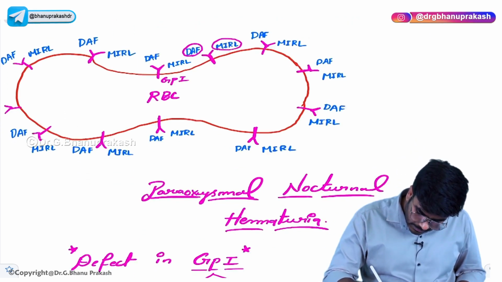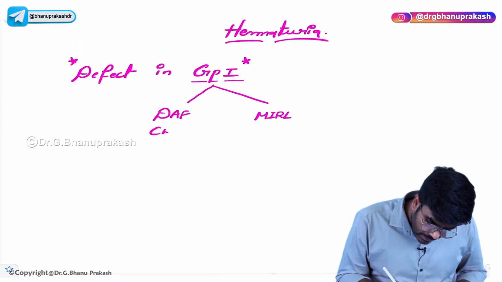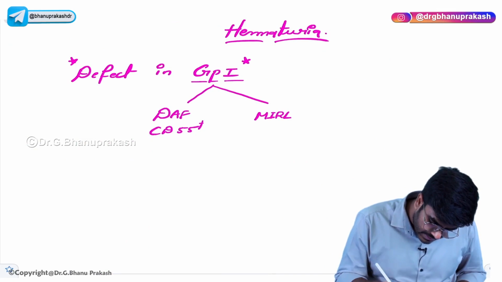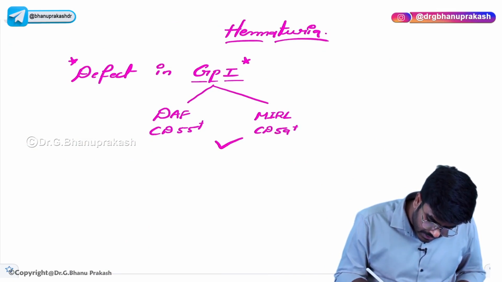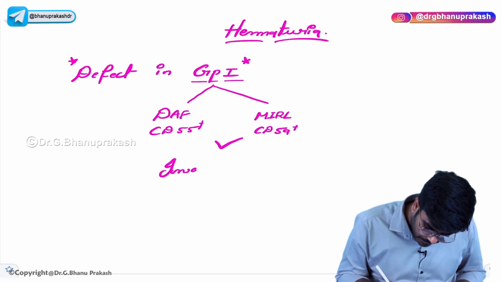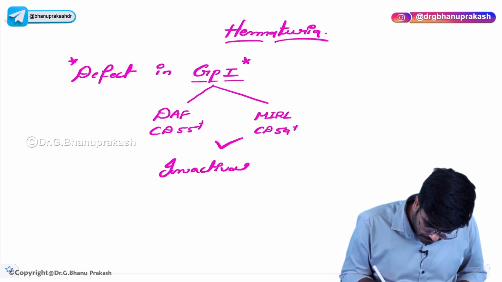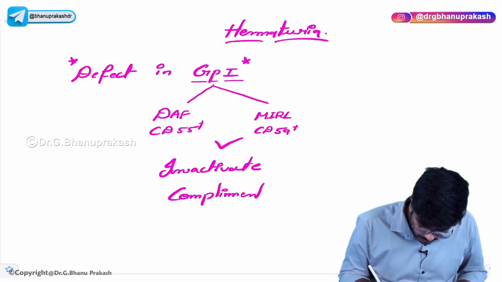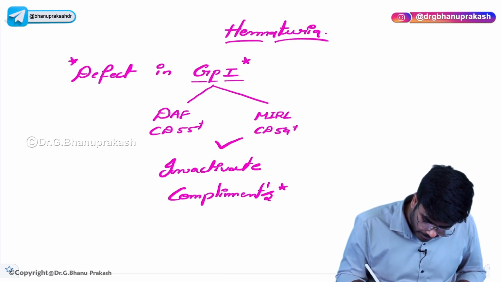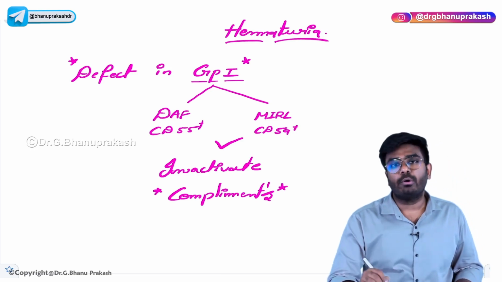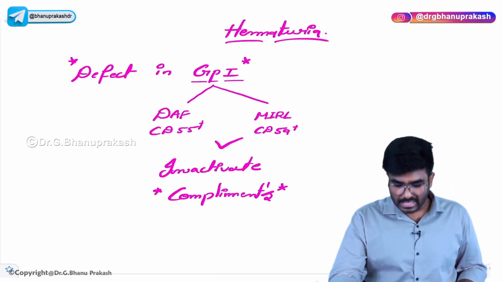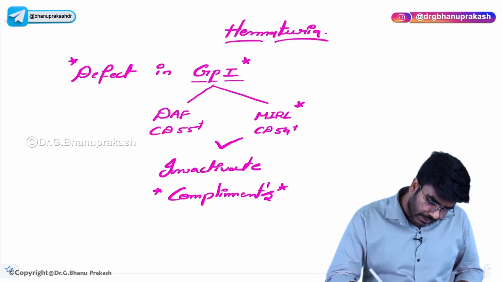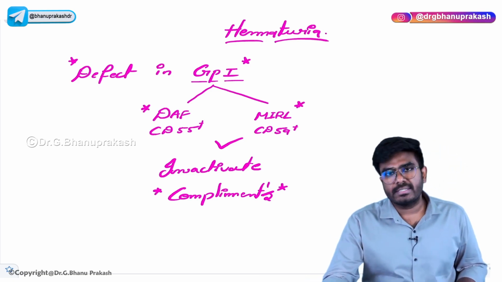Now, what is the importance of this DAF and MIRL? The importance of DAF and MIRL is that these two substances will inhibit or inactivate complements. Okay, they will inhibit the complements. First of all, now you will get a doubt. Sir, what are these complements? And why are DAF and MIRL inhibiting the complements?